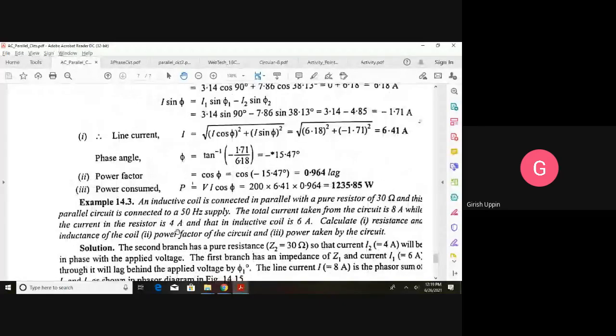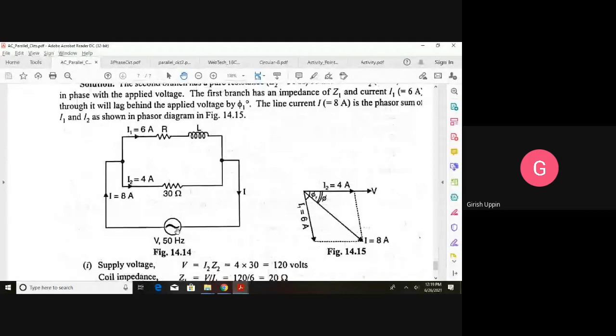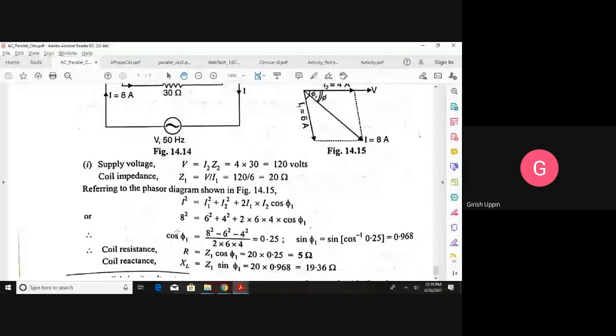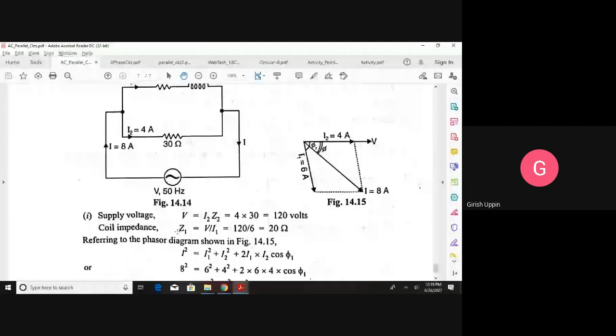This is one more problem. You can just take a look at this problem. We will see if there are any other problems.